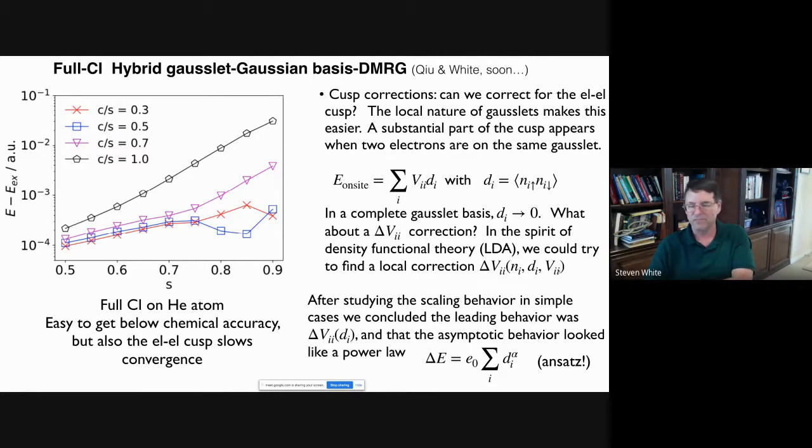But looking at this, we found that two of these should just be dropped, the VII and the NI. And you can think about a correction that just actually depends on the double occupancy itself, which can then be combined with this double occupancy factor to get a very simple ansatz for a cusp correction that just has these two empirical parameters. The empirical means they're fitted to Gausslets, but hopefully they're independent of the atoms or molecules you're looking at. And so that's our ansatz for a cusp correction.